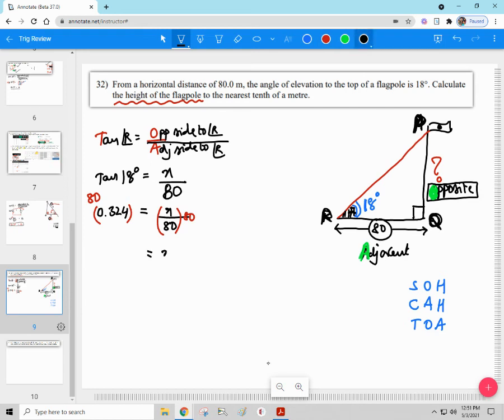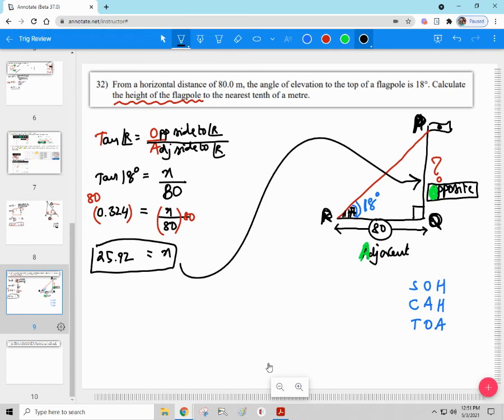So the value of x is 25.92. What are the units it may be? So that is the height of the flag post. I see that it is given in meters, so this is the height of the flag post.